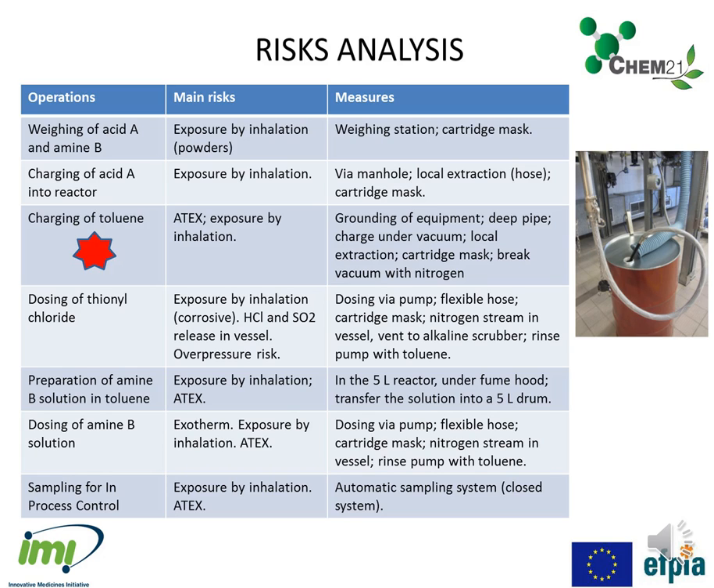For instance, the charging of toluene generates an ATEX risk and an exposure risk by inhalation. To limit the risks, the equipment will be grounded to avoid electrostatic charges. A dip pipe will be used. The solvent will be charged under vacuum with a local extraction. The operator will protect himself with a cartridge mask, and in the vessel, vacuum will be broken with nitrogen to avoid the ATEX.